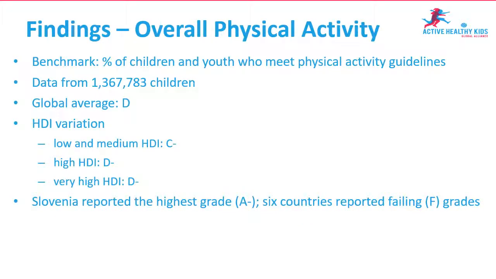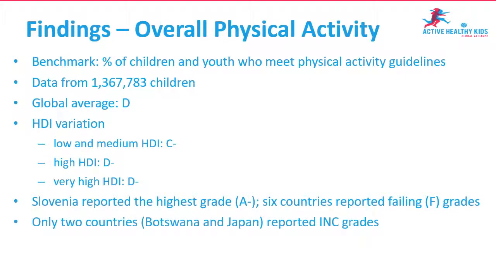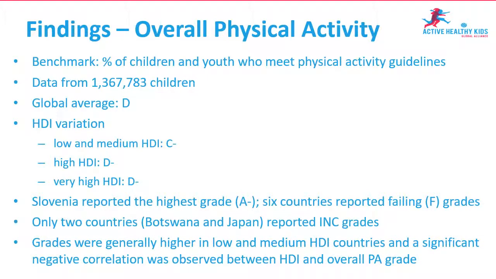Slovenia reported the highest grade of A-. 6 countries reported failing grades. Only 2 countries, just Botswana and Japan, reported incomplete grades, suggesting there's at least some data available in most countries that participated. Grades were generally lower in low and medium Human Development Index countries, and a significant negative correlation was observed between HDI and overall physical activity grade. So in other words, as country development increases, physical activity grade decreases.